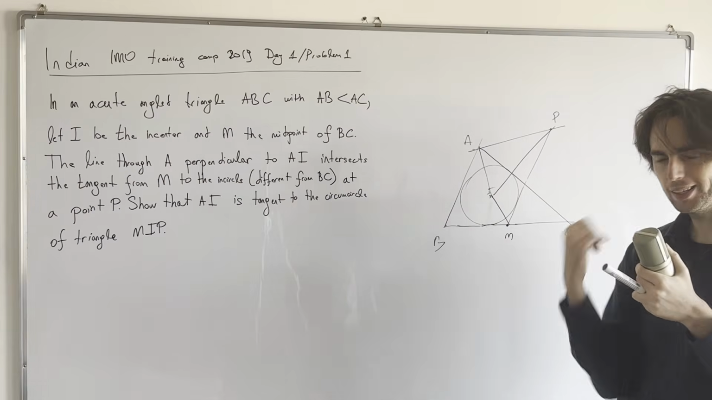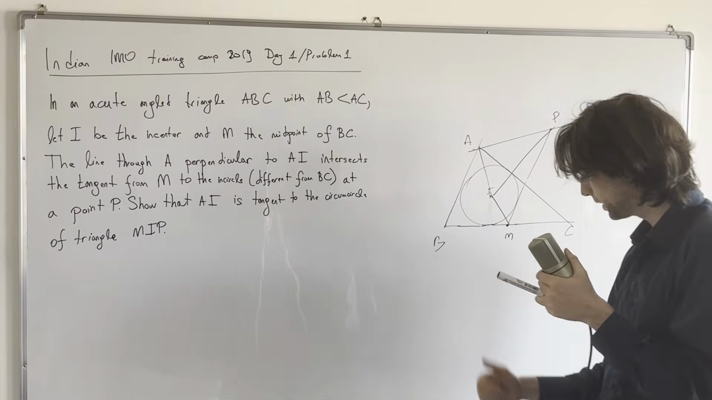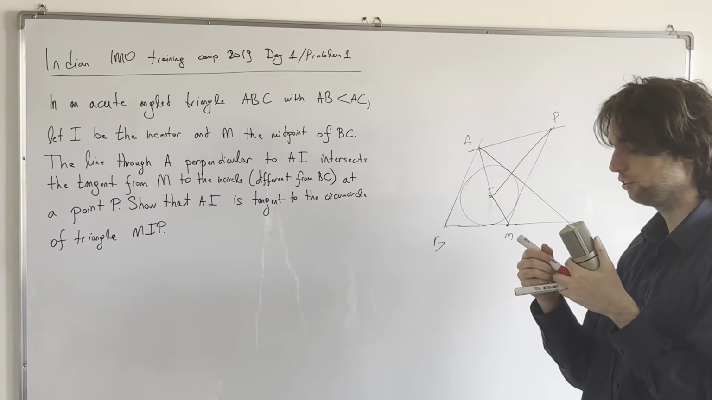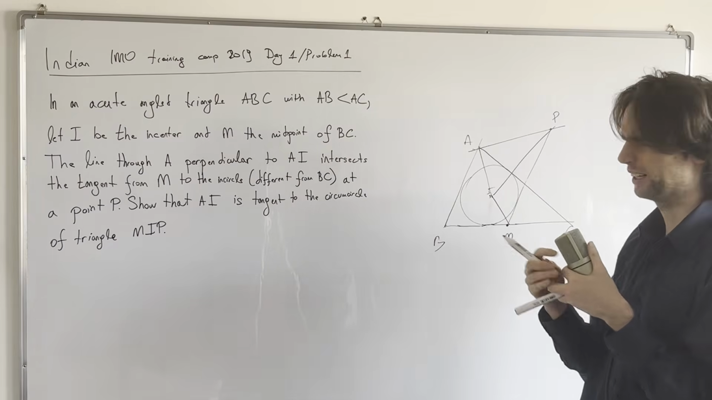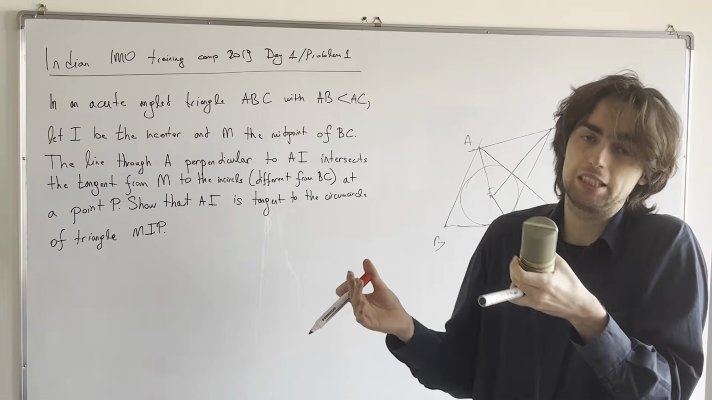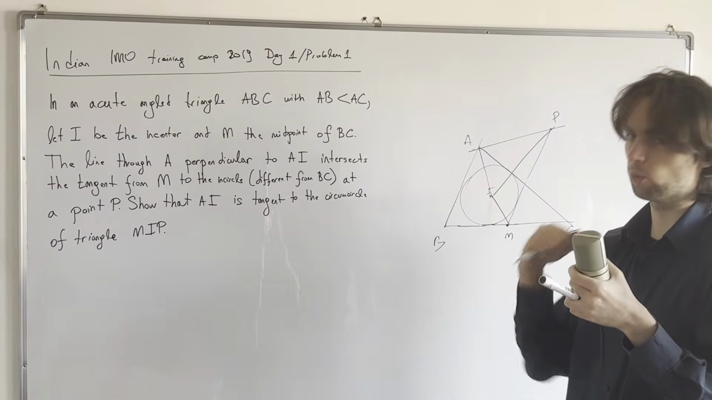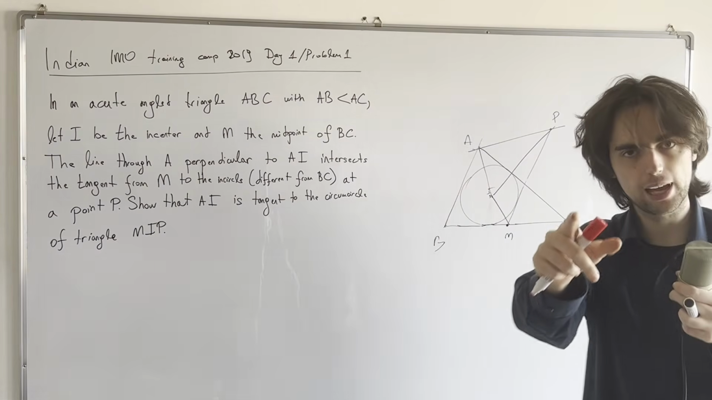So what does that mean? There are two ways to go about this problem. One is looking at it backwards and asking, what does it mean for MIP to have AI as its tangent? And the second way says, wait a second, what is this point P like? P here is the mysterious point. How do we get close to it? One question to ask yourself is, how would you construct P? And we're going to go down that route first.